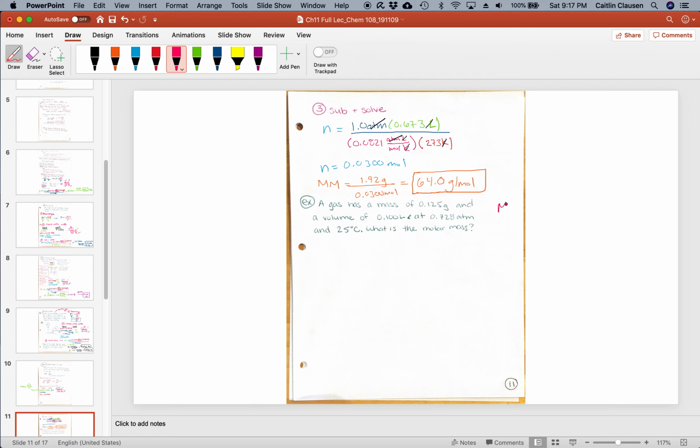So we know a molar mass is equal to grams per mole. We need to find moles using the ideal gas equation, just like we did in the previous example. And we know to do that, that n has to equal the pressure times the volume, all of that divided by R times temperature.